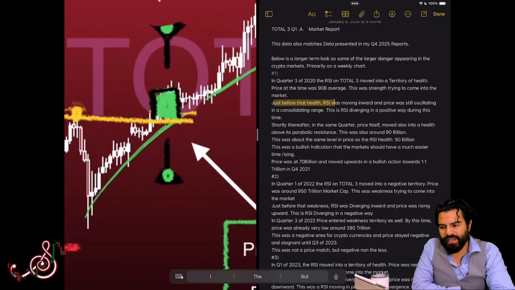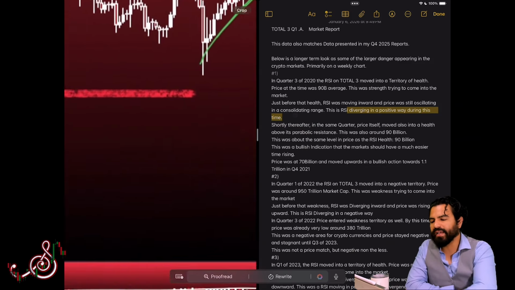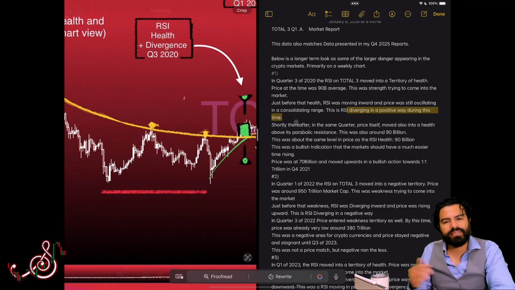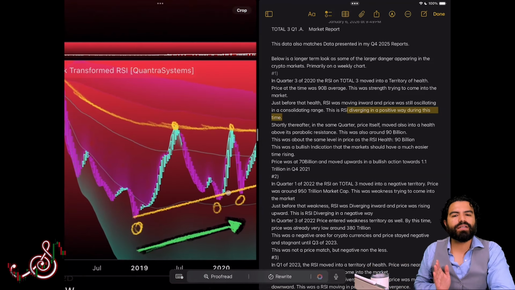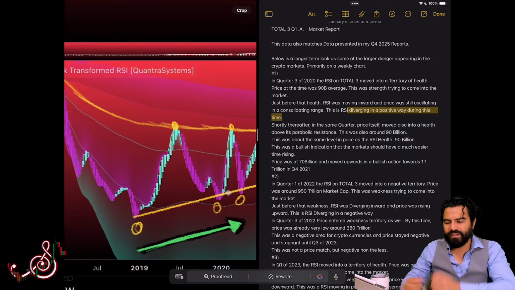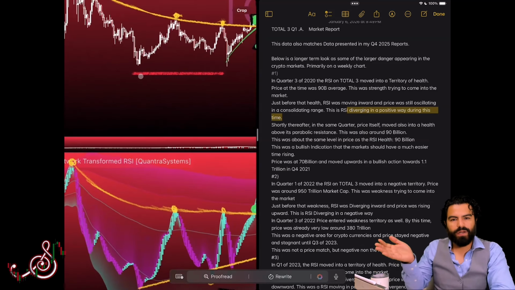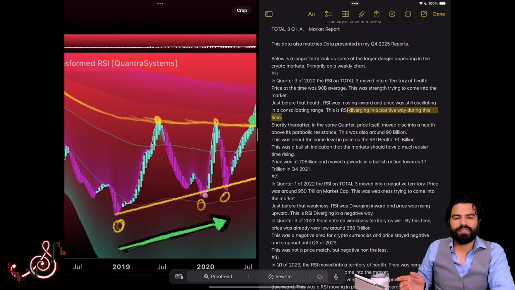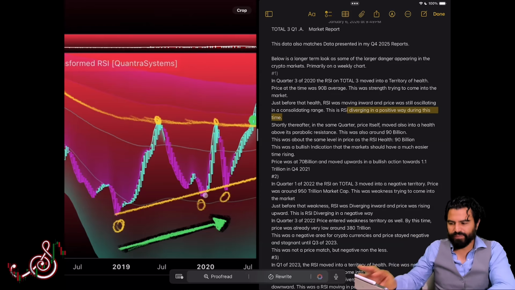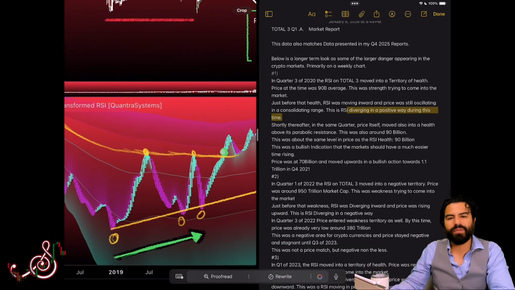Now, just before that health, RSI was moving inward and still oscillating in a consolidating range. This is RSI diverging in a positive way during that time. So before this happened, price is going flat, but RSI is diverging upward and inward. So this is going to be a positive type of divergence. See, one's going flat or downward, and this one's going upward. So this is what is called a divergence. It's diverging inward, and that's a very positive thing.